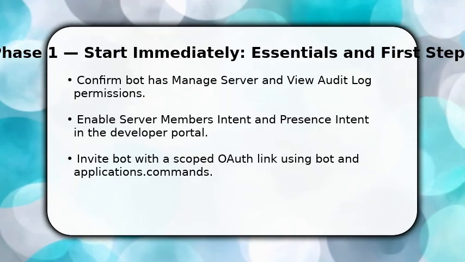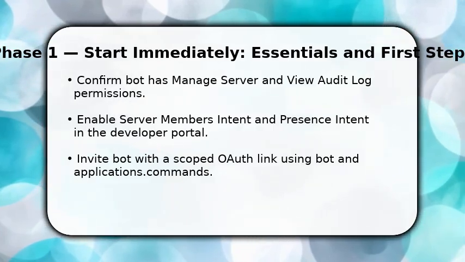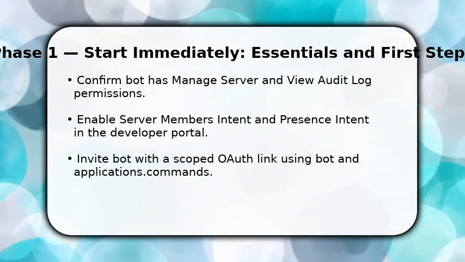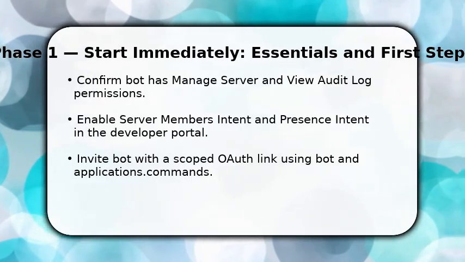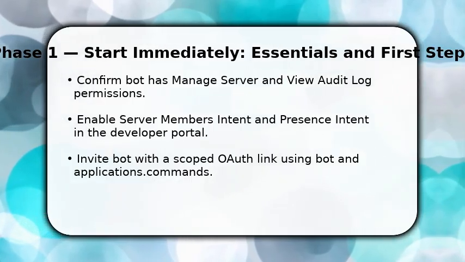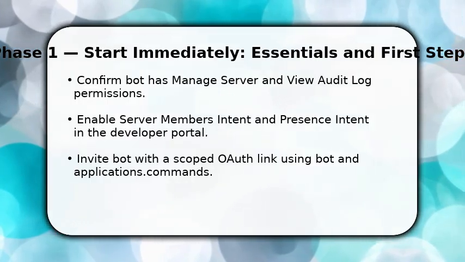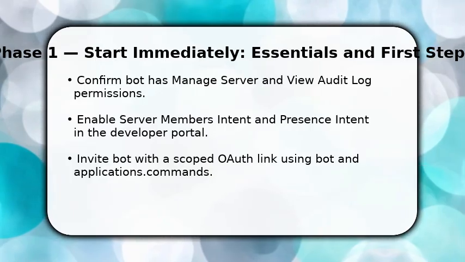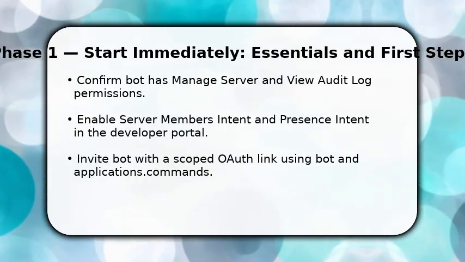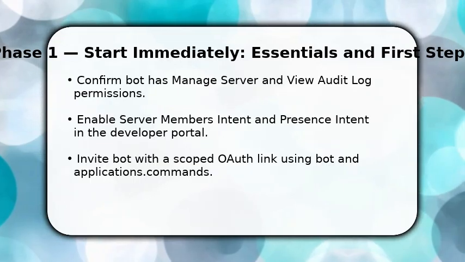You start by making sure the bot is actually present and authorized. Grant Manage Server and view audit log so it can read invites and join events. Next, open the Discord developer portal and enable server members intent, because without it the bot cannot detect joins. Also enable presence intent only if the bot needs status data.